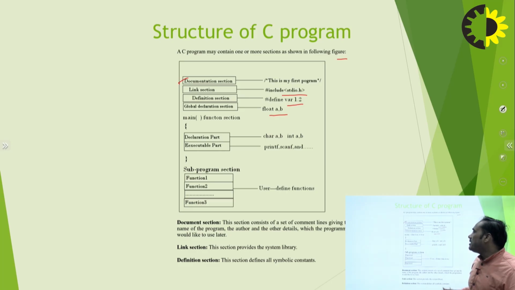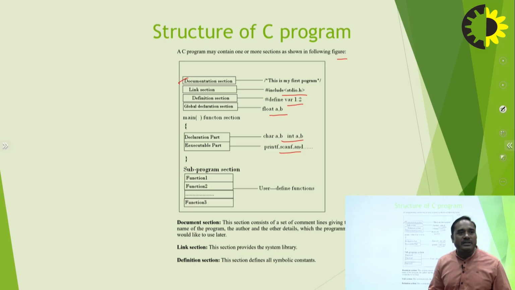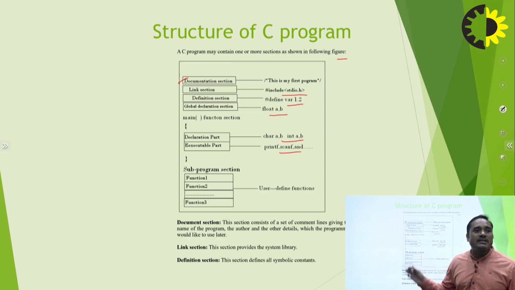Then we start from the main function; main is the main body of the program. Main is a function where we open the bracket, and the declaration part declares the character type and int type variables. The executable part is what type of operations we perform, like printf and scanf. These are the execution part.